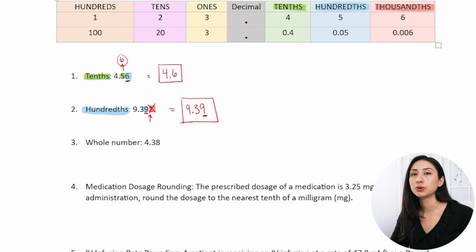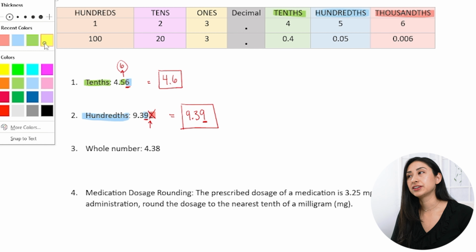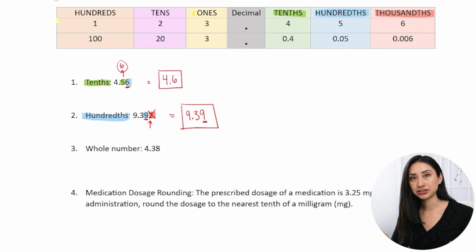Well, rounding to a whole number essentially means that we're rounding to the ones place, especially in nursing or other healthcare fields. If you're rounding to a whole number, you need to have no decimal points showing up. That would be rounding to a whole number. So here, for example, I have 4.38. I see a decimal point right here, 0.38, and I don't want that. They want me to round to a whole number.